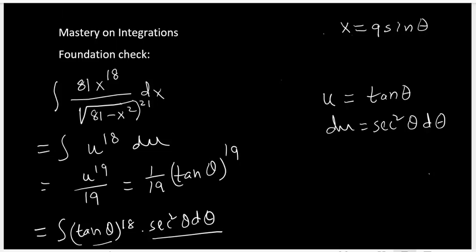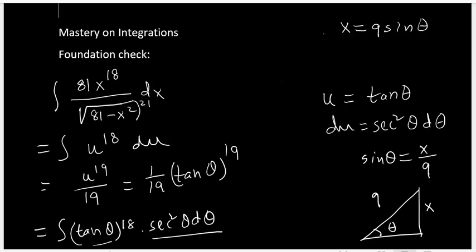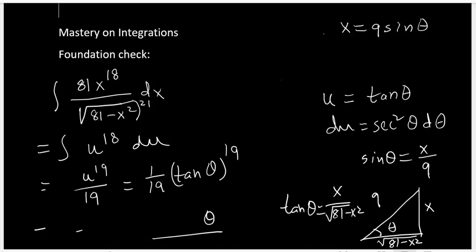Now we need to go back from tan theta to x. For this, remember x equals 9 sine theta. So easily you can say sine theta is x over 9. And we can easily produce a right triangle. This angle is theta, and sine theta we know is opposite over hypotenuse. By the Pythagorean theorem, the adjacent side is the square root of 9 squared minus x squared, which is 81 minus x squared. All right, so what is my tan theta here? We know tan theta is opposite over adjacent, so x over the square root of 81 minus x squared. That exactly we are going to put here, and we are done.